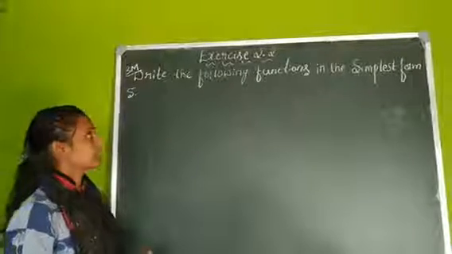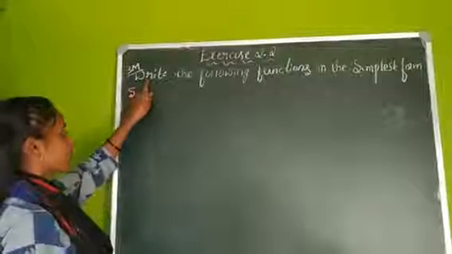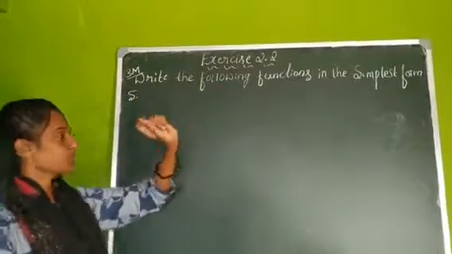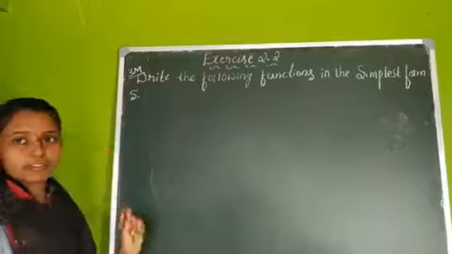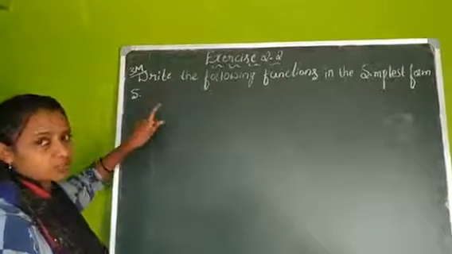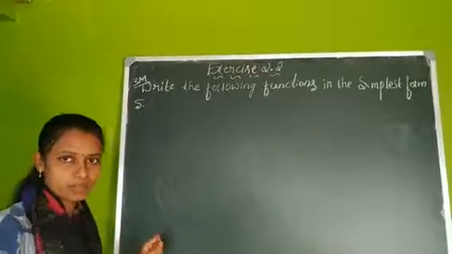Let's solve an exercise, the fifth one, which is: write the following functions in the simplest form. As I said, this is important for a 3 mark. In this exercise we have 6 questions. Out of 6 I'll do 5. The last one you guys do it.